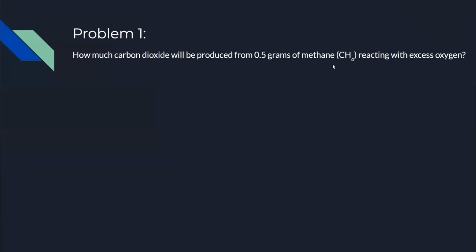So problem 1. How much carbon dioxide will be produced from 0.5 grams of methane reacting with excess oxygen? When you have a hydrocarbon, such as methane, reacting with oxygen, it's a combustion reaction. And a combustion reaction always gives out carbon dioxide and water. So let's create the chemical equation.